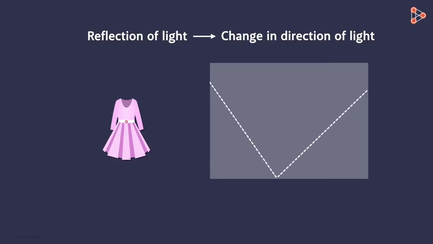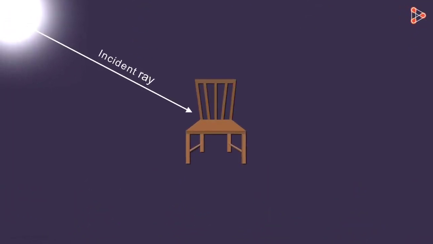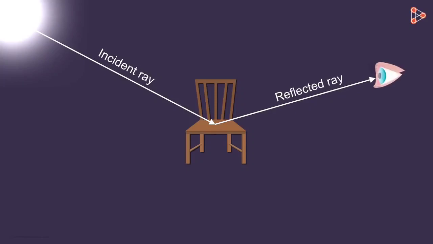Let me try to explain this in a simple way. The light from the source strikes the object and bounces off from its surface. And when this light reaches our eyes, we see that object. And this is how we see non-luminous objects.